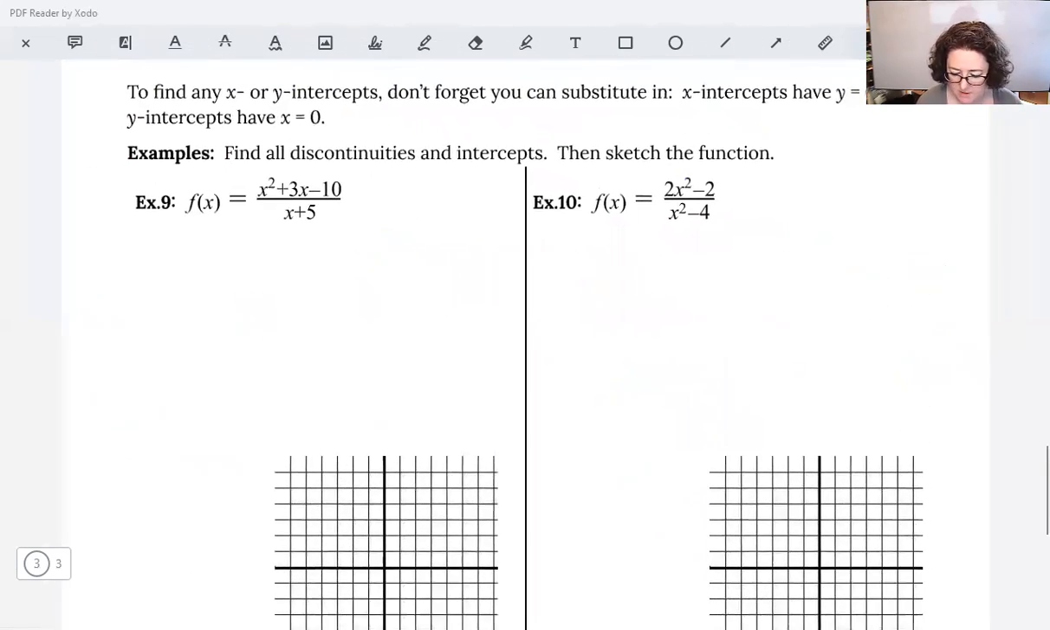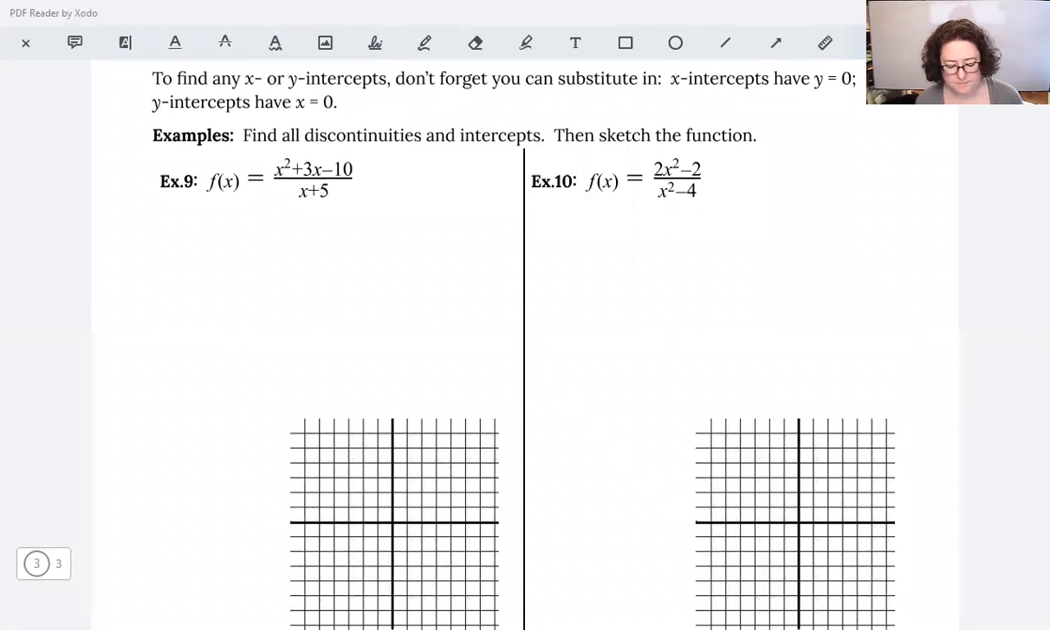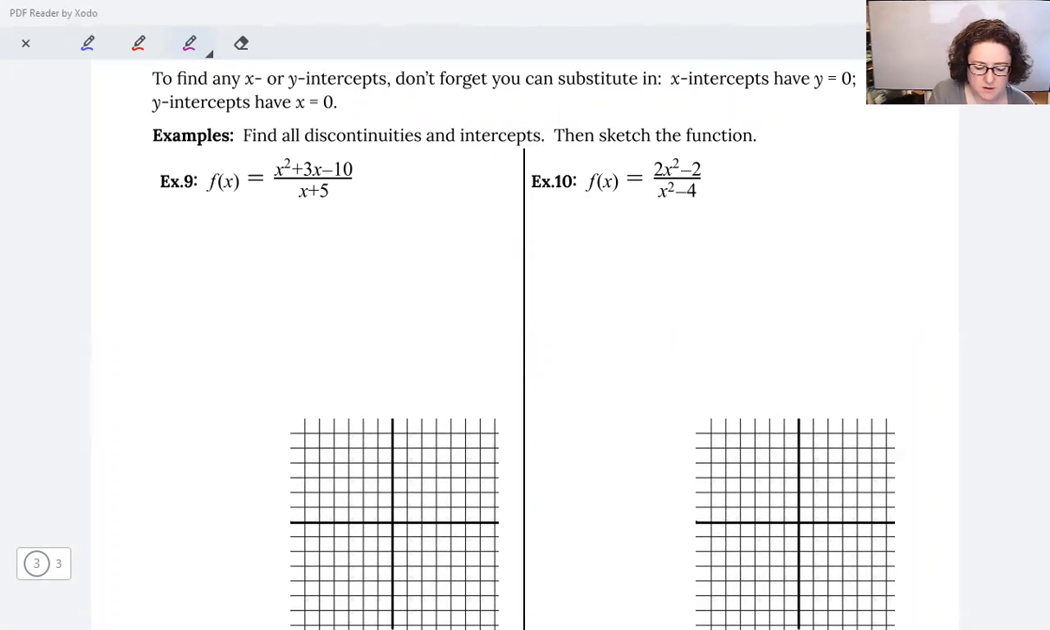Let me shrink my screen down a little bit. All righty. So again, in order, first task, horizontal asymptote. Look at your degrees. Our numerator is greater than our denominator. Therefore, we are going to have no asymptote. So there's none.